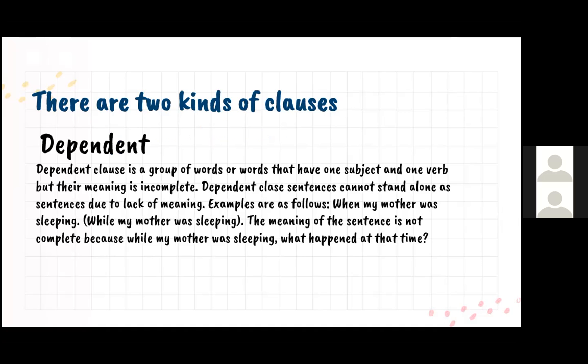And there are two kinds of clauses. The first is dependent. A dependent clause is a group of words that have one subject and one verb, but their meaning is incomplete. A dependent clause cannot stand alone as a sentence due to the lack of meaning. Example: while my mother was sleeping. The meaning of the sentence is not complete because while my mother was sleeping, we don't know what happened at the time.